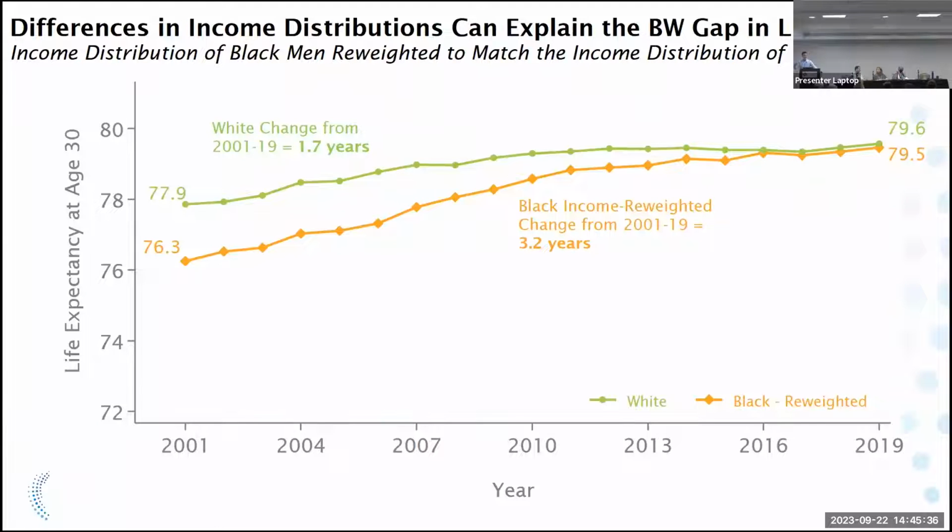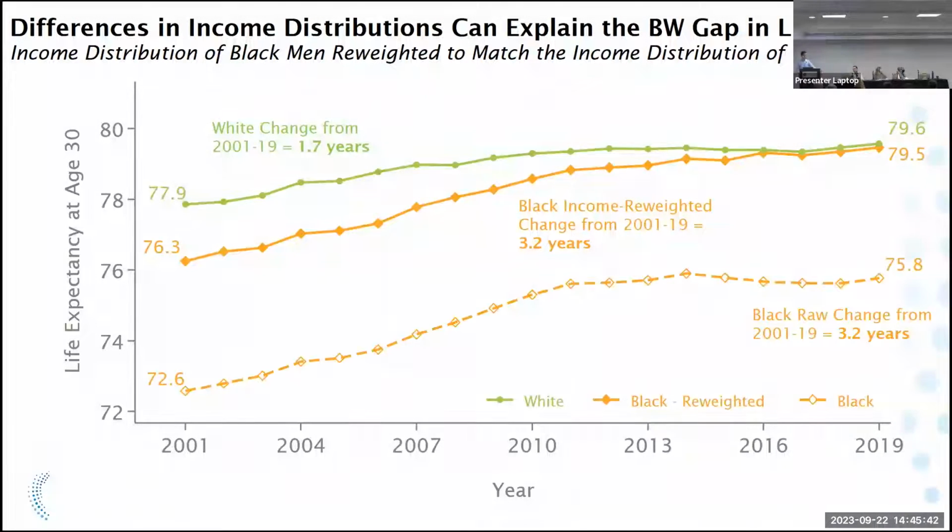Now, that's not to say that we've achieved racial equality by any means. If we are not doing that reweighting, we see the fact that there's still enormous gaps in income across racial groups and enormous gaps in longevity across racial groups. What the reweighting really tells us is that if you take two people of the same income, on average, they have similar longevity in 2019.